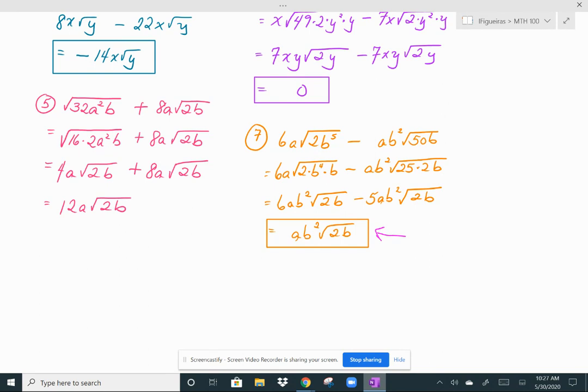So that's it for this lesson. Give this homework a try. This definitely needs some practice to get good at this. And once you feel comfortable, these actually go pretty quickly. Okay, good luck.